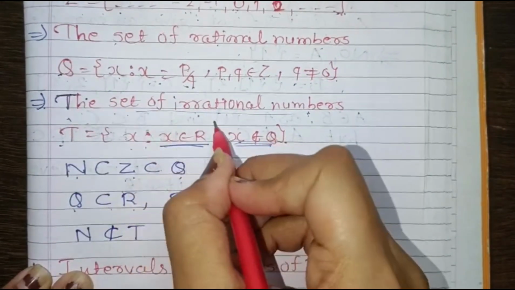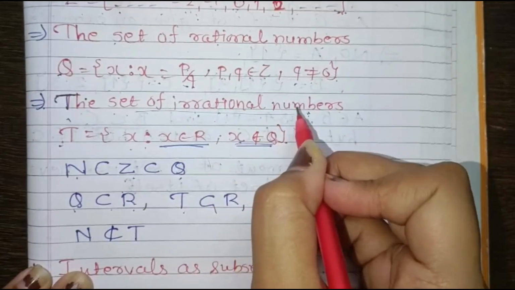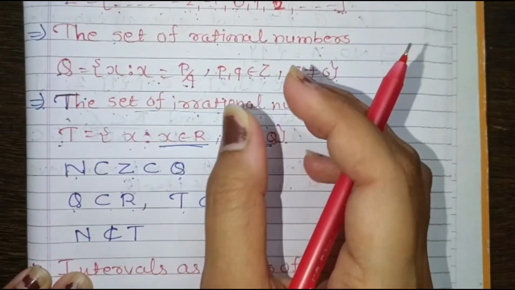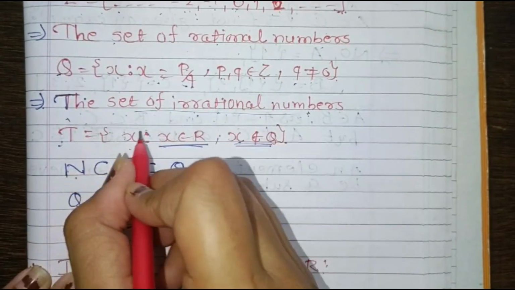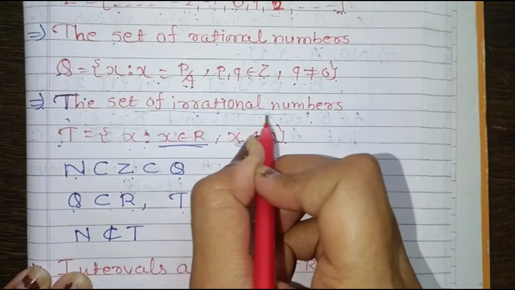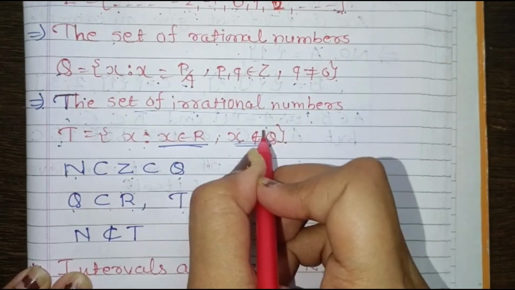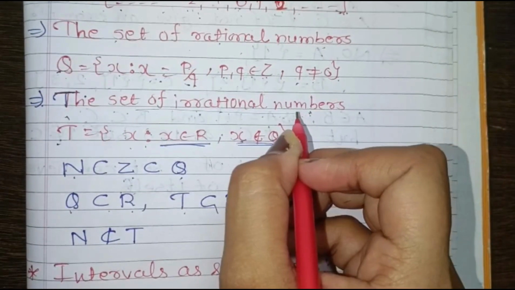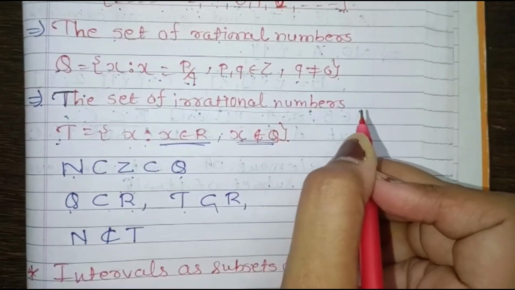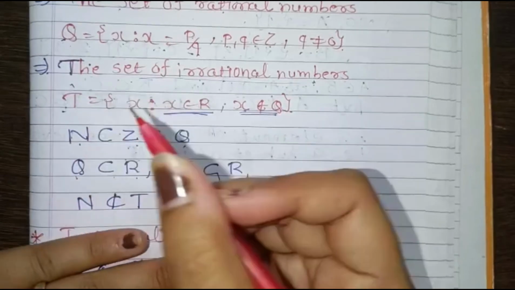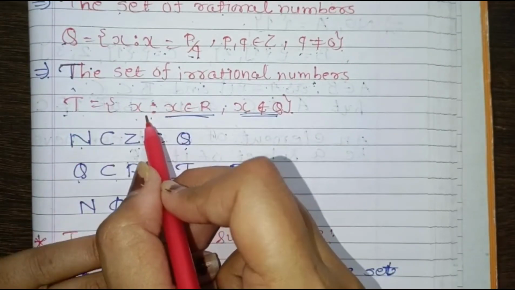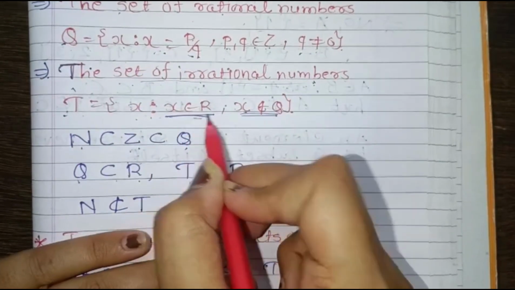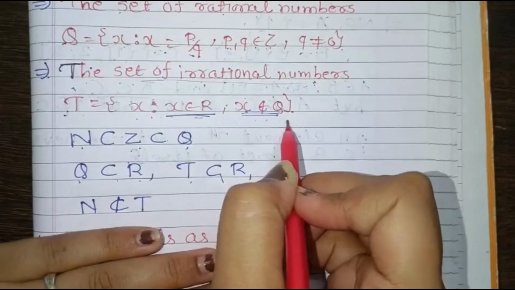Next is the set of irrational numbers. Without all the rational numbers, the remaining numbers are called irrational numbers. Irrational numbers are the numbers other than rational numbers, and you can call it R minus Q. You can define it like this: T equals {x : x belongs to R, but x does not belong to Q}.